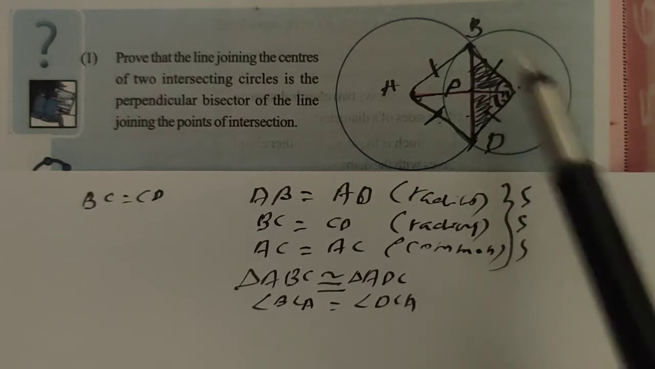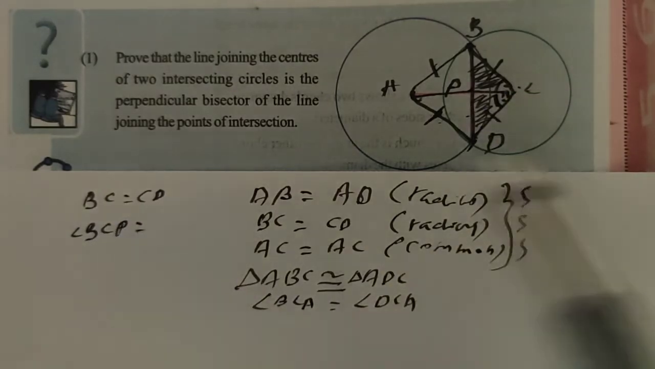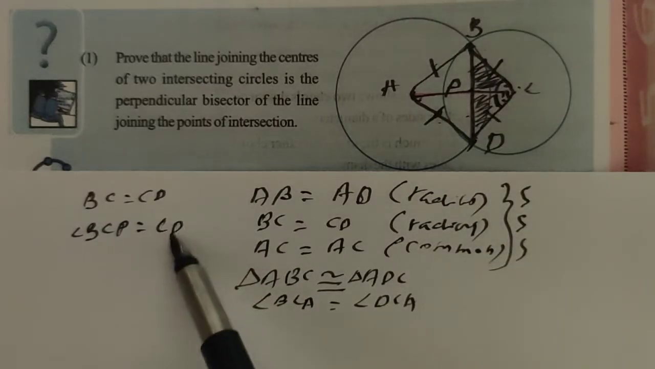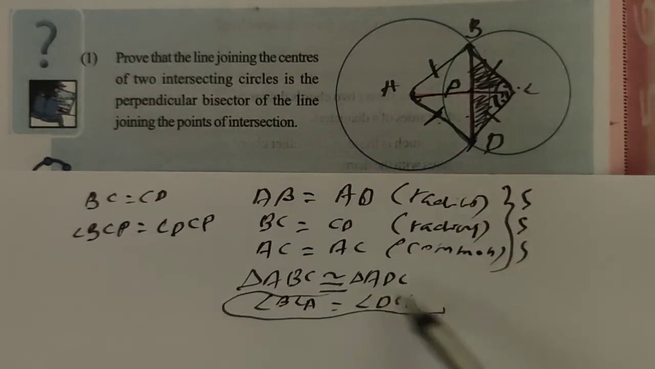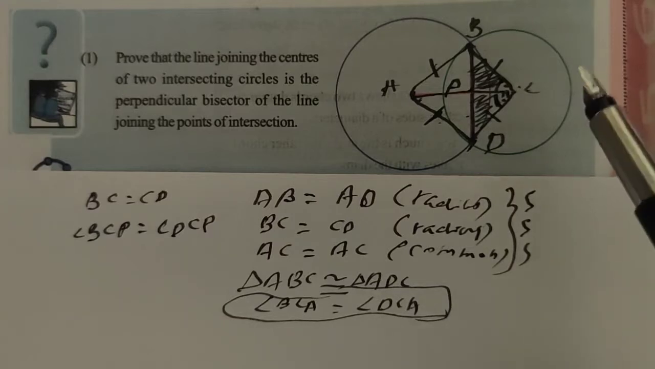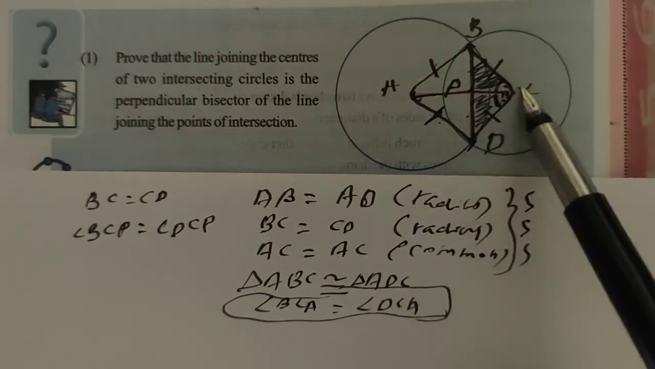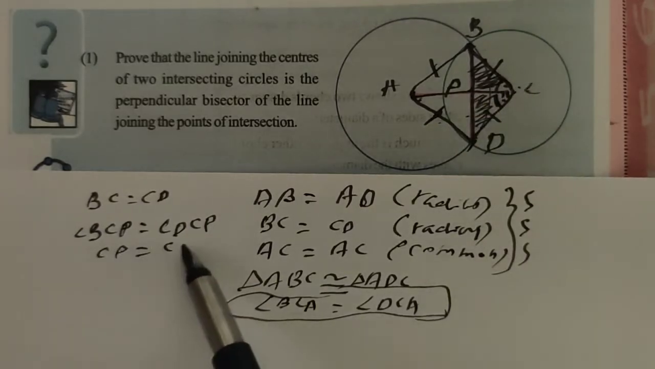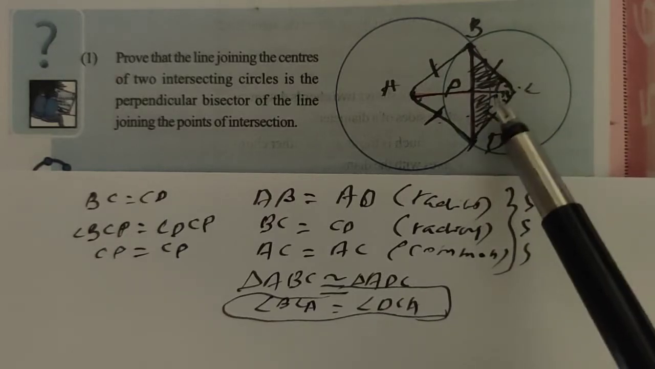And what next? Angle BCP is equal to angle DCP. How do we get that? We already proved here that these two angles are equal. And now BCP and DCP are equal. Now what happened? CP is equal to CP. What is the reason? CP is common to both the upper and lower triangle.